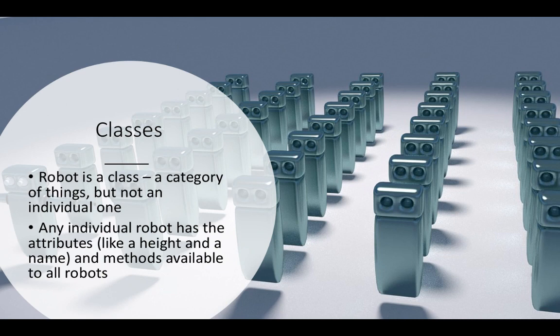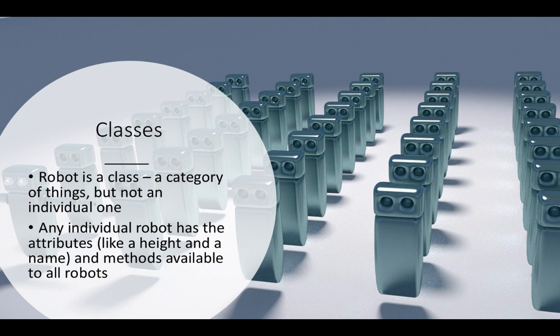An individual robot has all those attributes along with their values. So the robot, we know it has a height, and then an individual one is going to have its particular height and its particular name. It's going to be able to do all the methods or the actions that any robot can do. But a class is referring to that general category of things like robots.